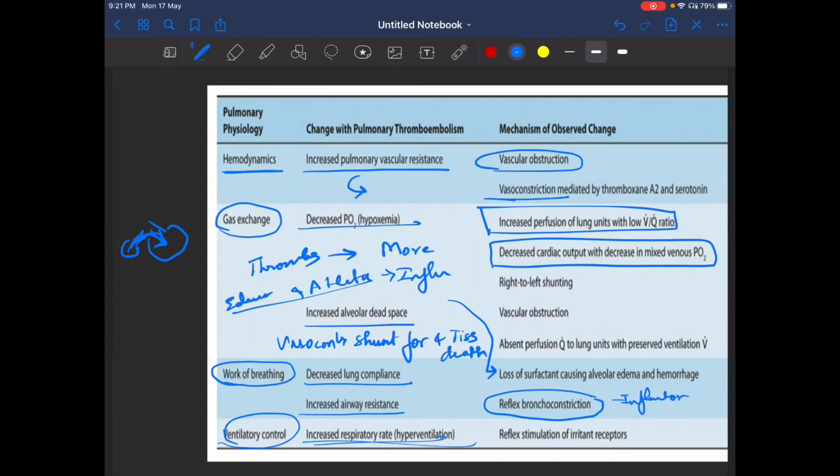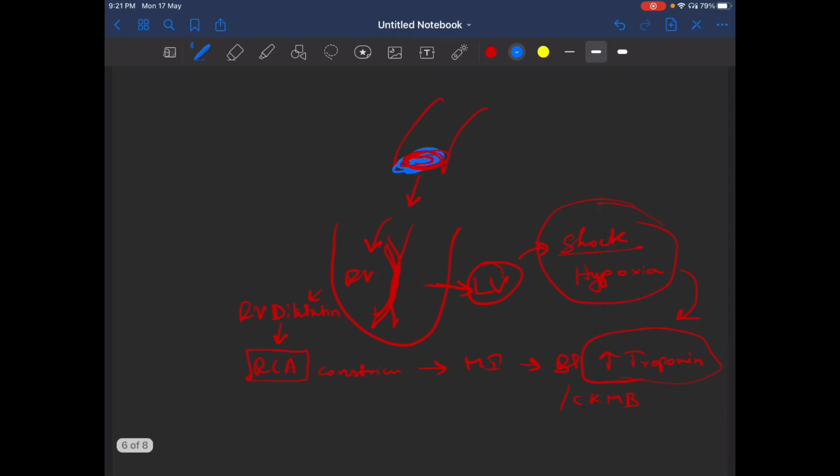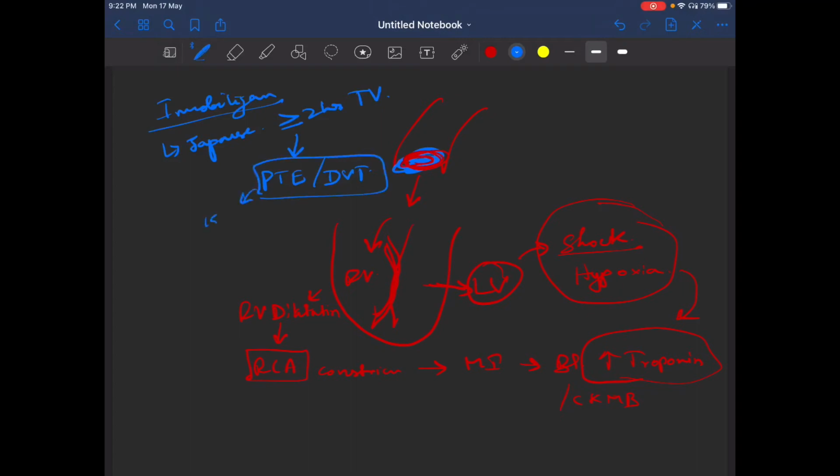Okay, there are a few conditions where there is increased risk, as we have discussed. So immobilization: it has been shown in a few Japanese studies that greater than or equal to 2 hours of TV time per day will increase thromboembolism or DVT per se by around 15 to 25%.